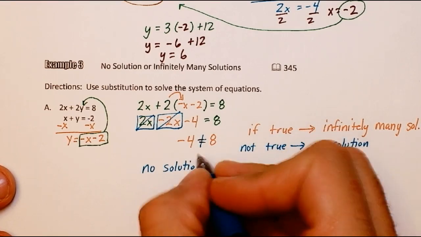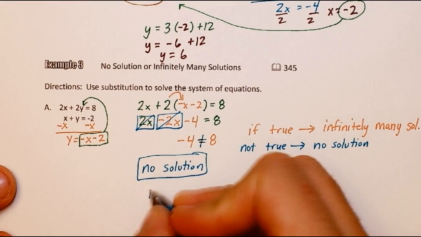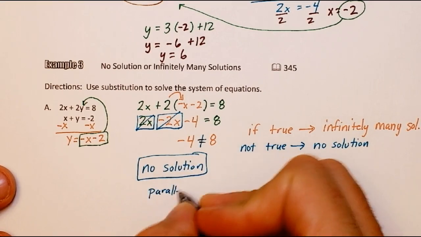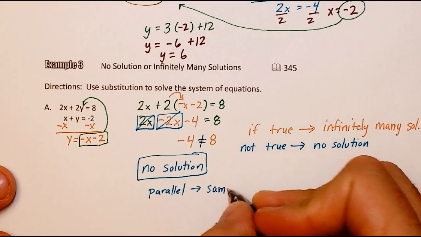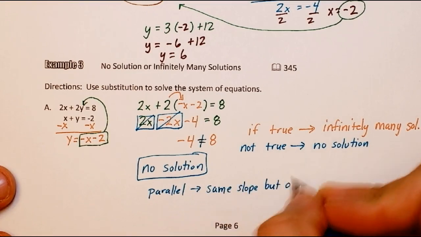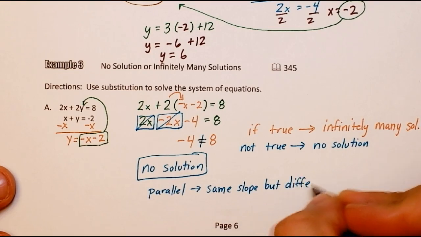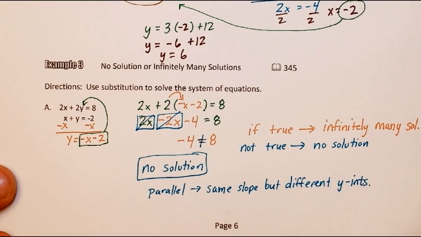So what does that tell us? It tells us, if it's no solution, that these two lines have to be parallel, meaning they have the same slope but different y-intercepts. So these two lines will never ever intersect if we went to graph them.